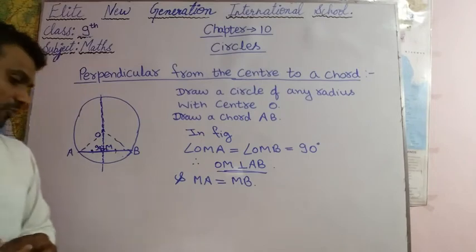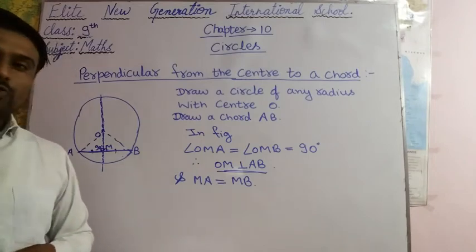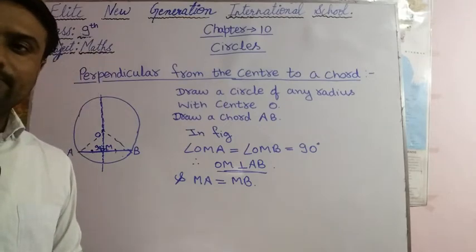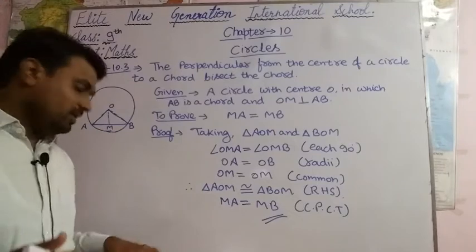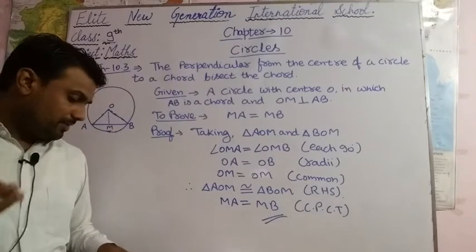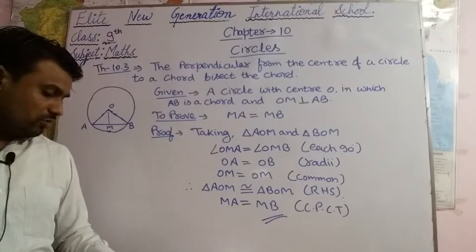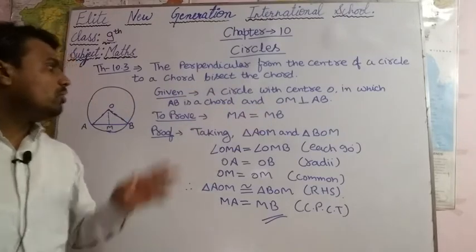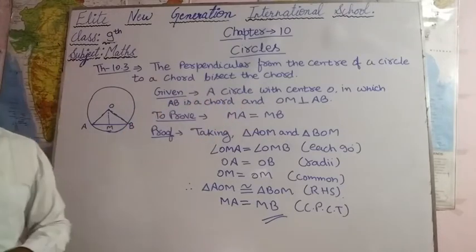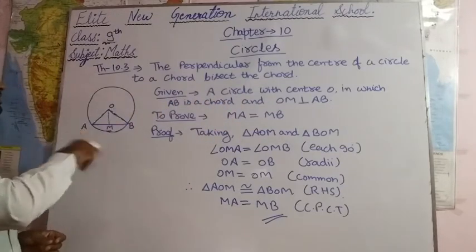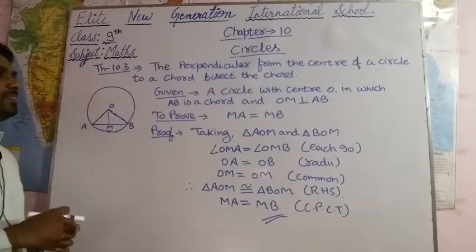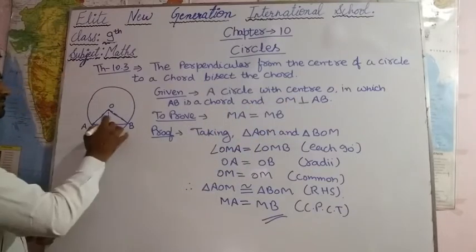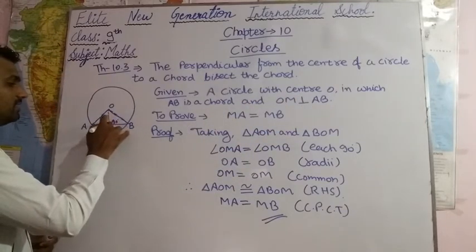Similarly, we can also prove the next theorem, that is theorem 10.3. So now we will do theorem 10.3. In theorem 10.3, the perpendicular from the center of a circle to a chord bisects the chord. So here we are given a circle with center O, in which AB is a chord and OM is perpendicular to AB, that means these angles are 90 degrees.